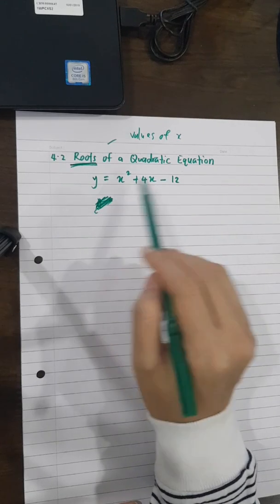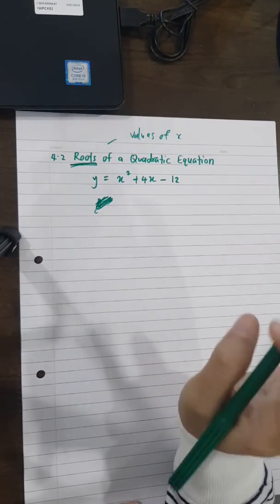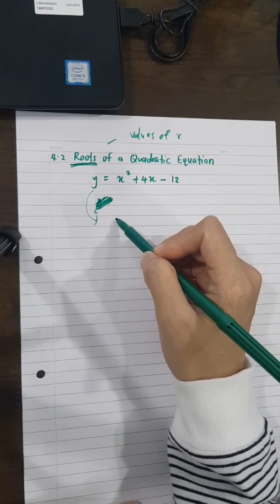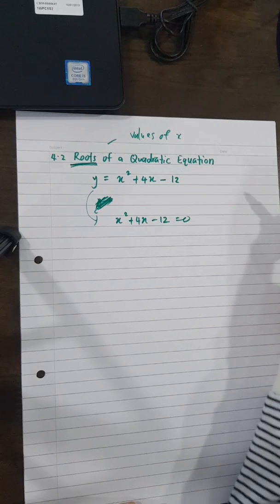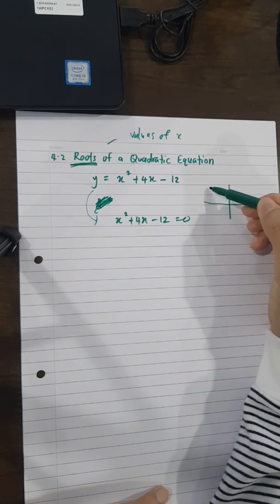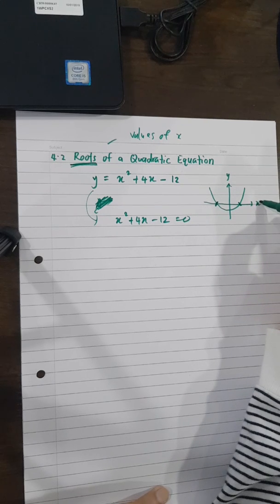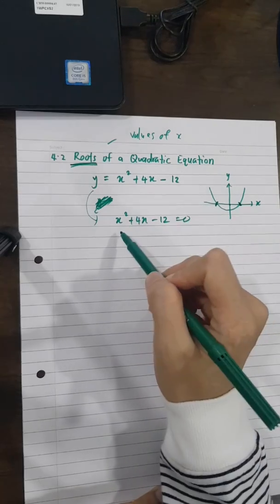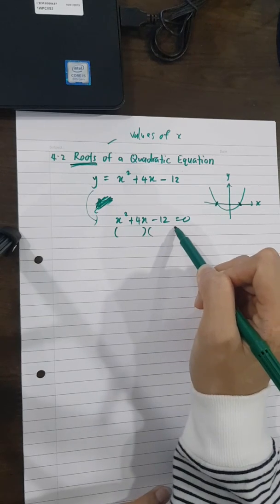So let's say we have one quadratic equation, y equals x squared plus 4x minus 12. If we want to check the root, we need to find the value of x. So x squared plus 4x minus 12 equals 0. Why equal to 0? Because the roots of a quadratic are where the graph intersects with the x-axis. Intersection on the x-axis means your y is 0. So in maths before, we learned how to solve this quadratic.